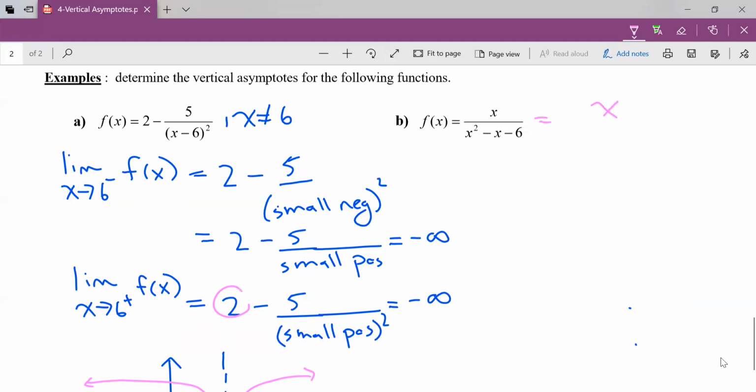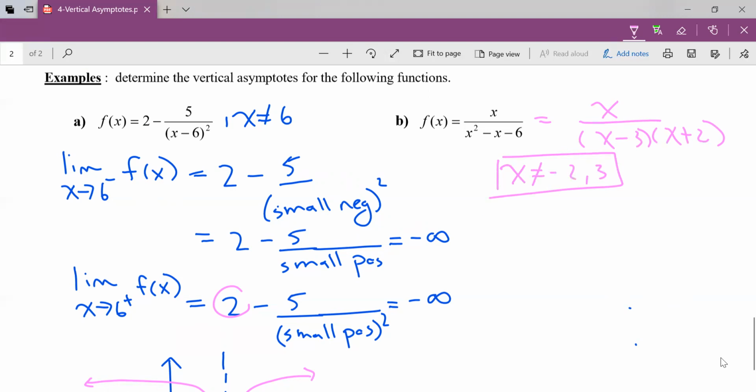Okay, so the first thing I would do is factor it. So now I can tell that my non-permissible values are x is equal to -2 and 3. So those are our vertical asymptotes. So let's go check these limits.